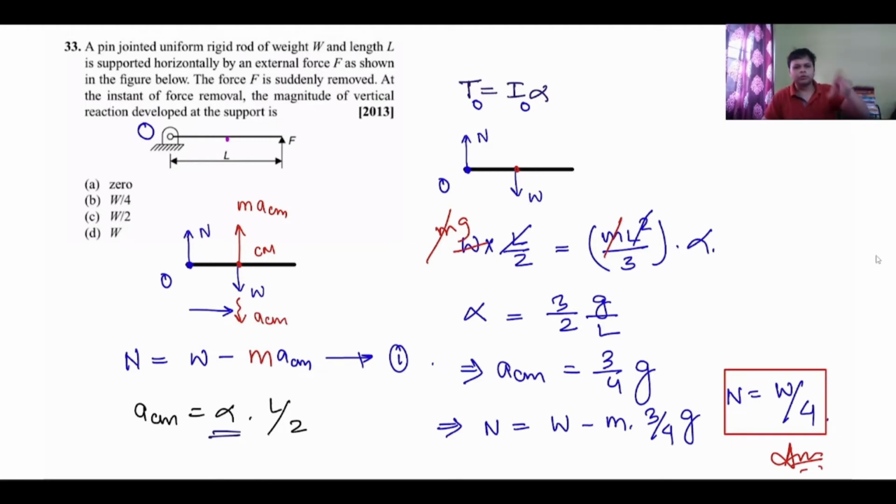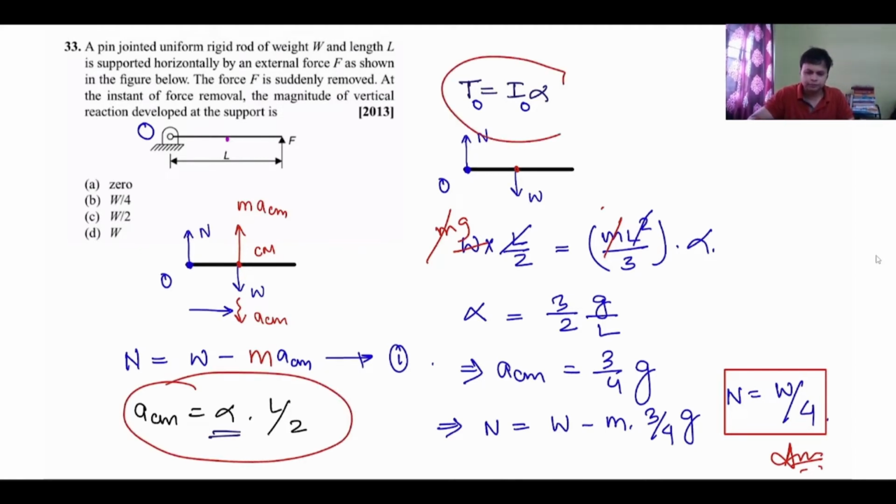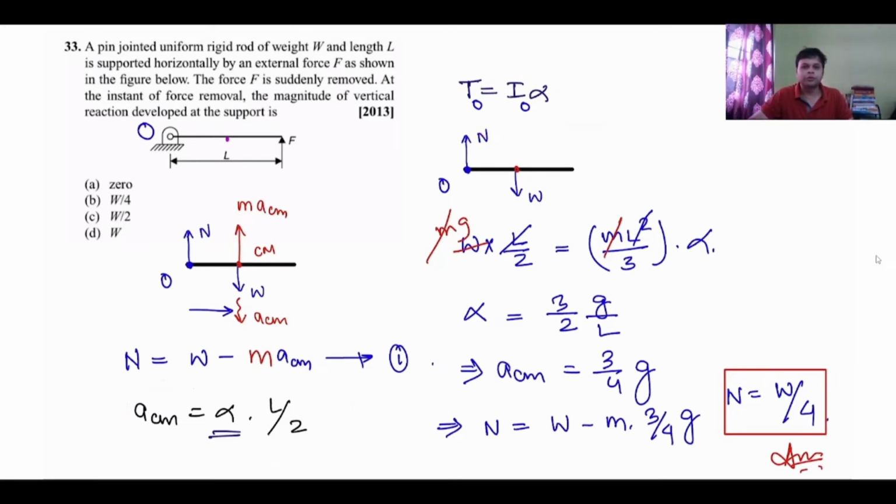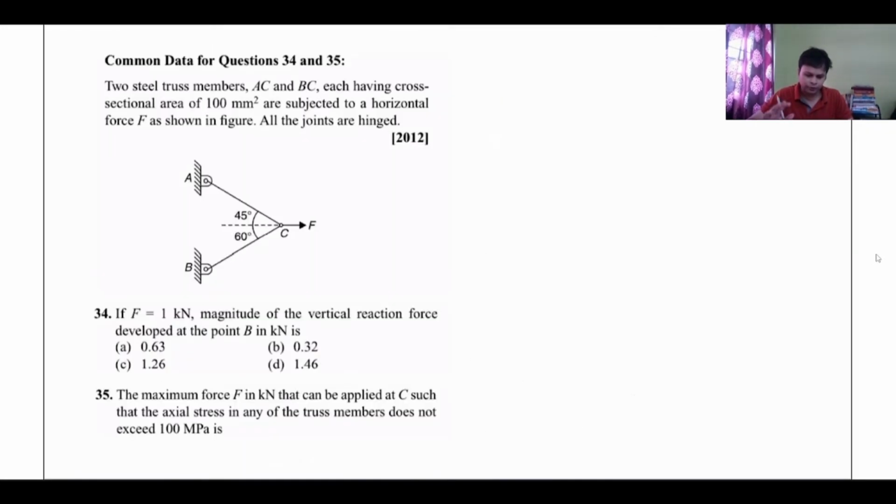So I have shown it to you through reverse engineering, how to actually come up with the solution. This concept will be applied many a times in questions from rotation. So make sure that you have understood this concept, at least this point, how to use this concept of torque. Okay, let us move on to the next question. I hope this question is clear to all of you.